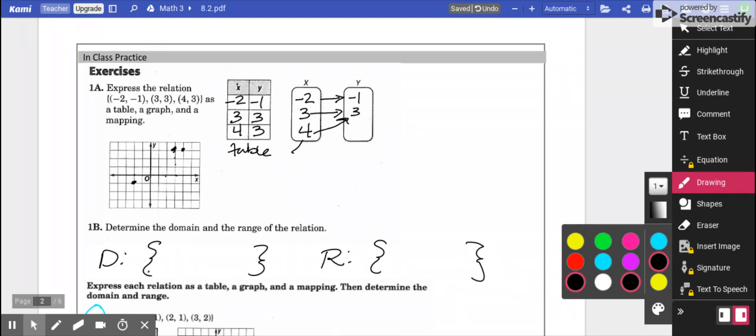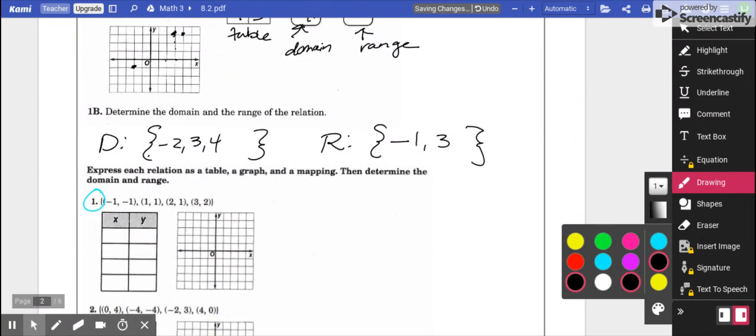Now I want to look at the domain and range. For me personally, I actually like looking at the map, and I'm not sure why, but we're all going to have our own little different things that we like. My map is already in numerical order. So the domain, which again are the x values, is negative 2, 3, and 4. And my range, or my output, is going to be negative 1 and 3. I don't need to write 3 twice because I only need it once.